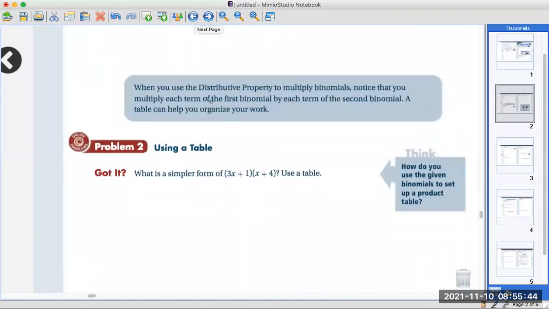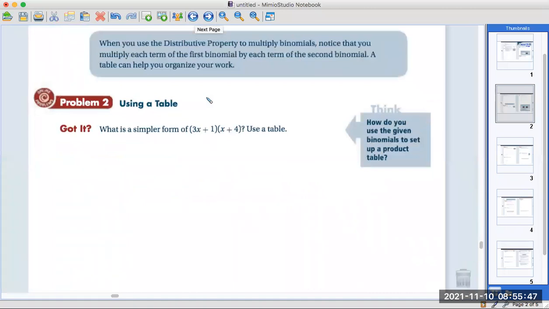We're going down here, problem 2, using a table. So I call it the box method. You will hear me say that. So that means table, yeah. And so what is a simpler form? Notice there's a binomial in the first parentheses and a binomial in the second parentheses. And between the parentheses is nothing, no sign, no plus or no minus. That means it's a multiplication dot. That means we're multiplying the first times the second.